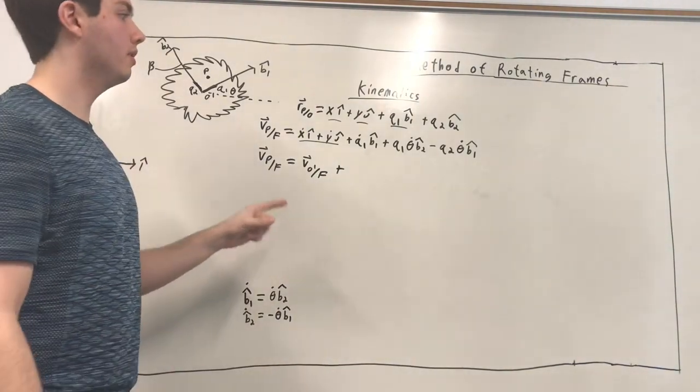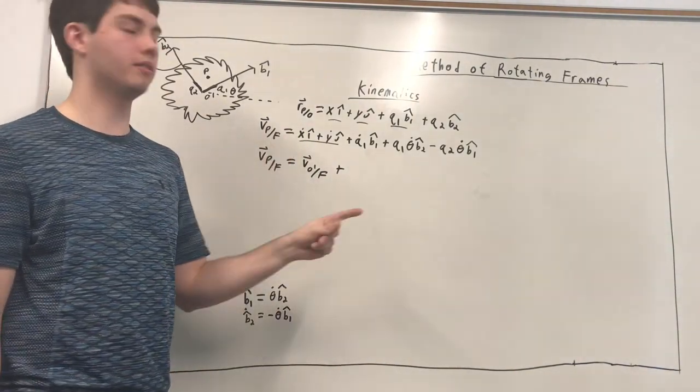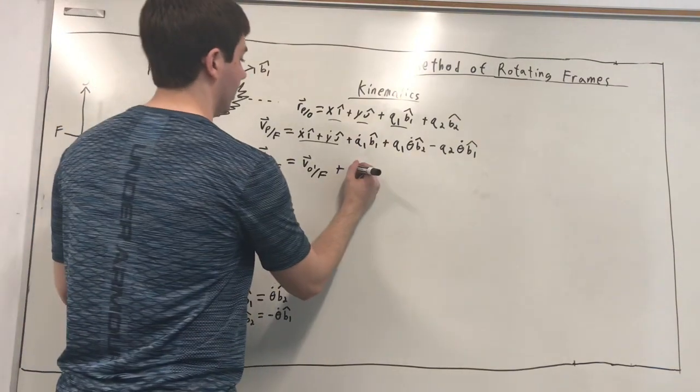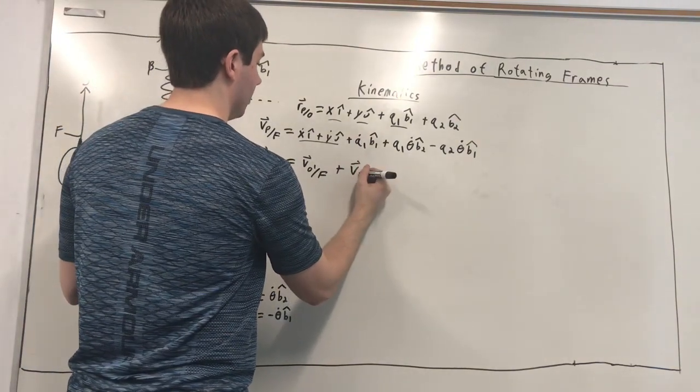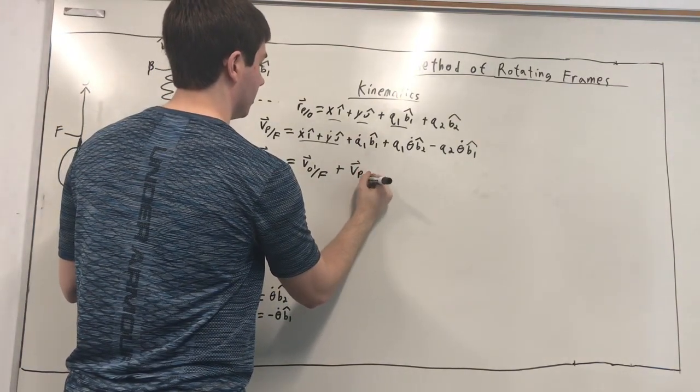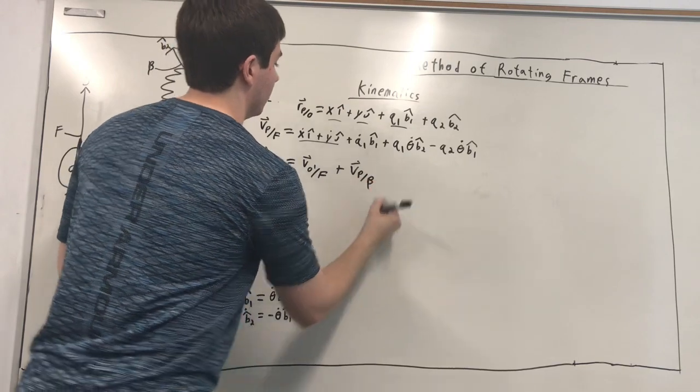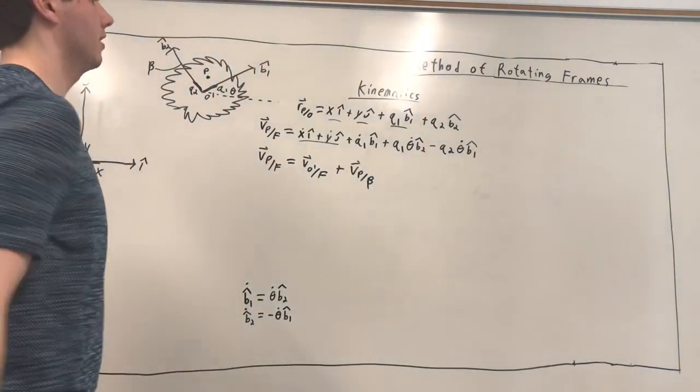Now we're going to do something a little bit different. So we're going to have a v of p with respect to the b frame. So that is your relative velocity.